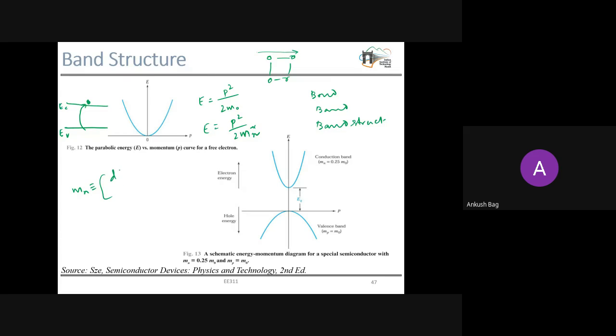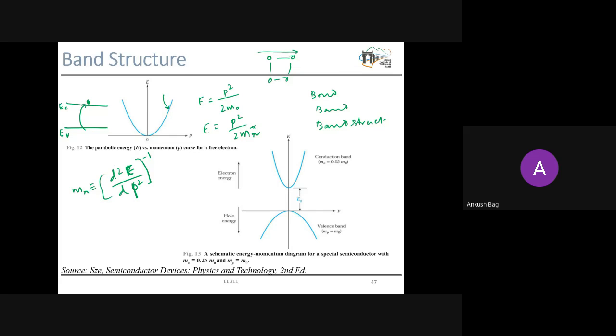So simply, if we take the double derivative of that equation, and it will be 1 upon. Essentially your effective mass is the inverse of the double derivative of this kinetic energy with respect to momentum. So this is simply the double derivative of this particular function, and 1 upon the double derivative.